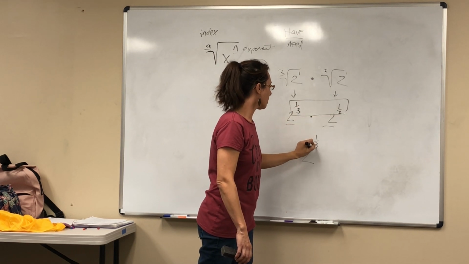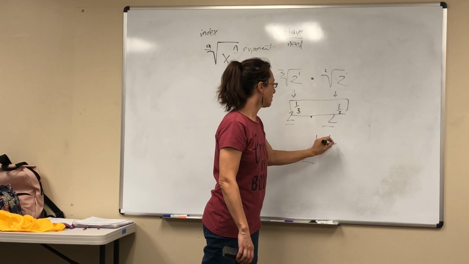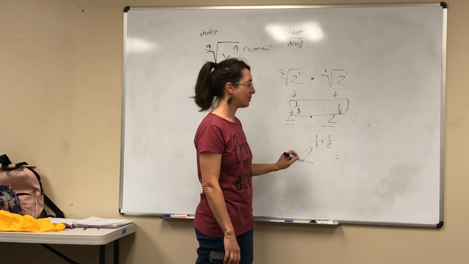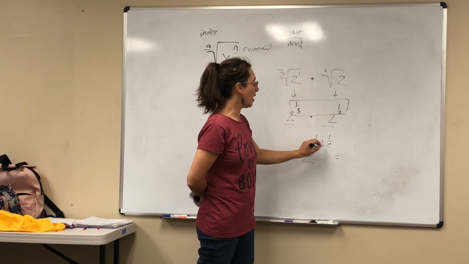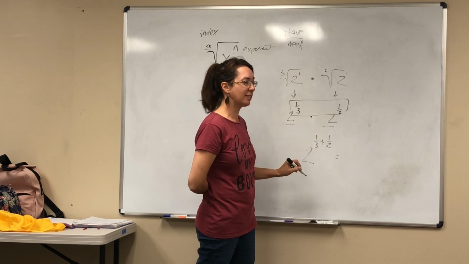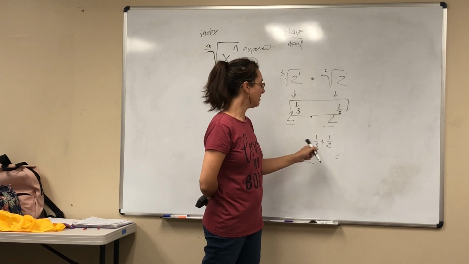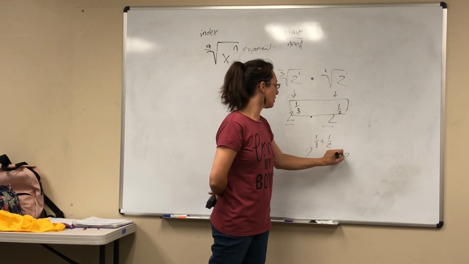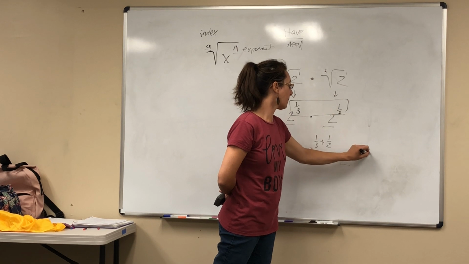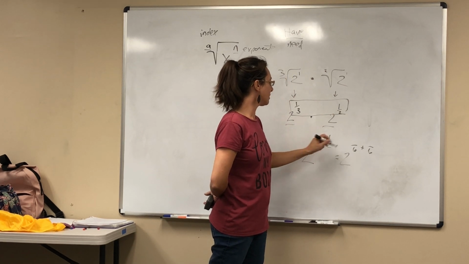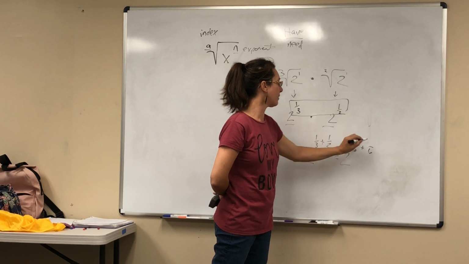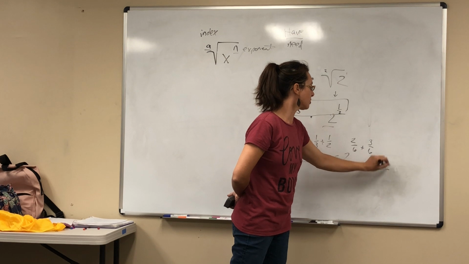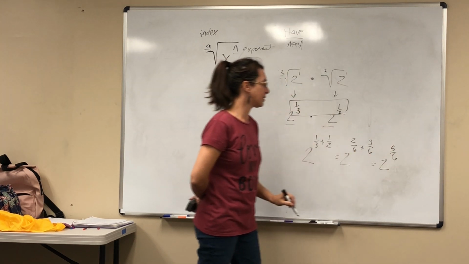I add 1/3 plus 1/2. So how do I add those two? To add fractions, what do we need to do? They need to have the same denominator. This is the part that gets tricky. So the least common denominator is 6. So 1/3 is the same as 2/6. 1/2 is the same as 3/6. Now they have the same denominator, so I have 5/6.